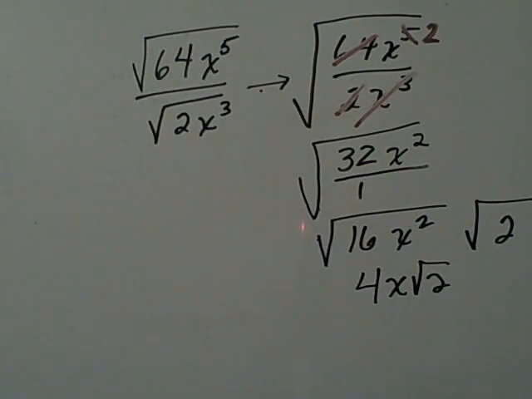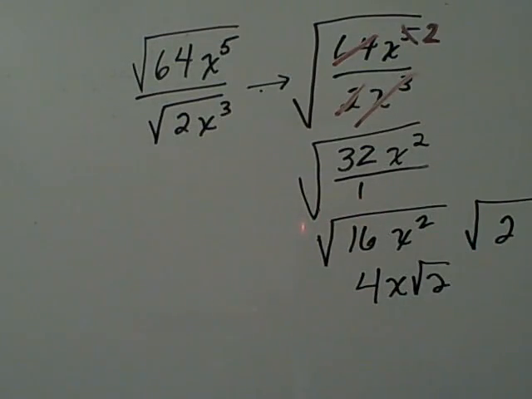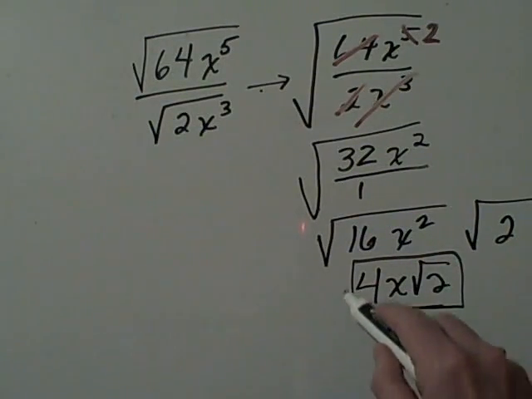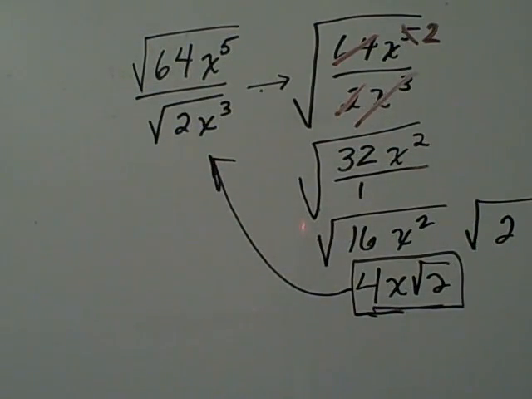Now you may be wondering, well, Dr. Ed, what did you do with this? Well, notice this is the square root of 1, and the square root of 1 is simply 1. So the value here would be over 1, but it's understood to be over 1 anyway. So this would be our simplified expression of that one. 4x square root of 2.